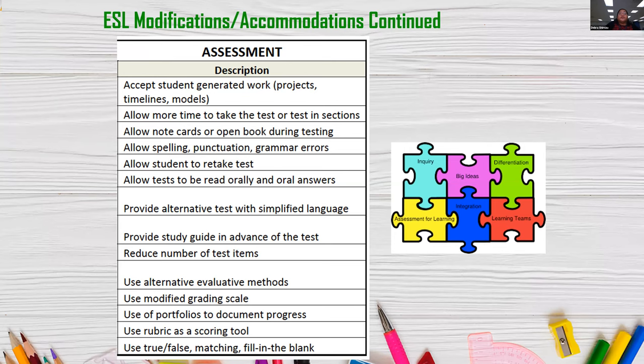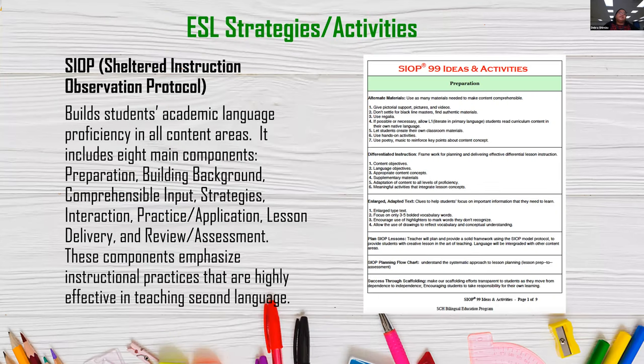Rubric as a scoring tool is also essential. True and false, matching, fill in the blanks. It will be dependent upon your objective. So those are simple ways to go ahead and ensure that. Again, make sure you follow with your objectives to meet the needs of your students.